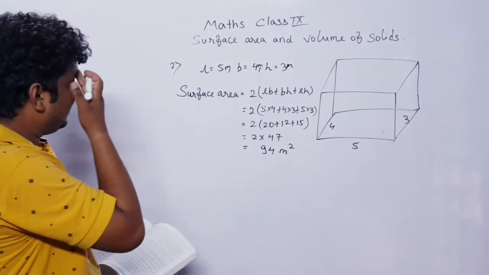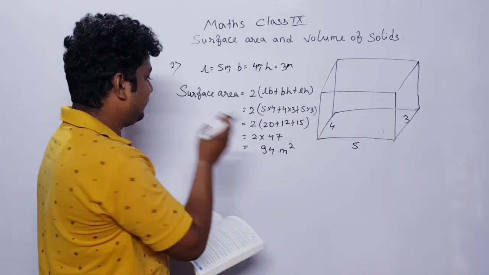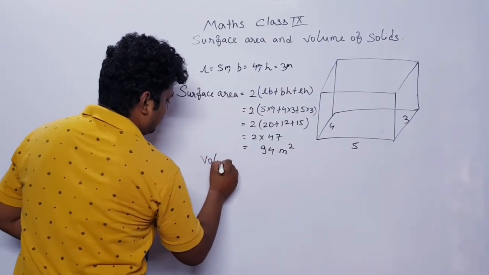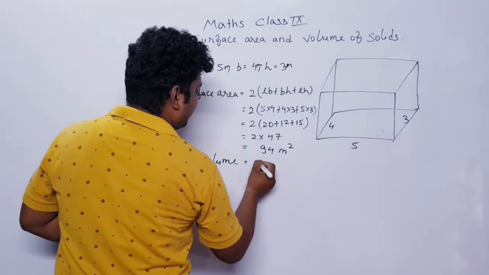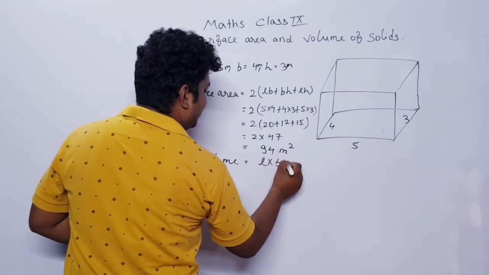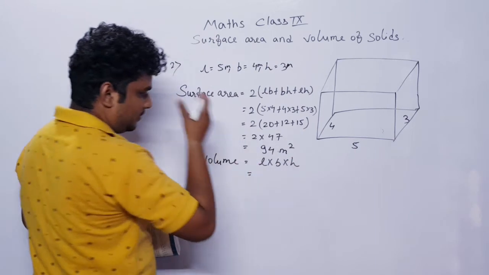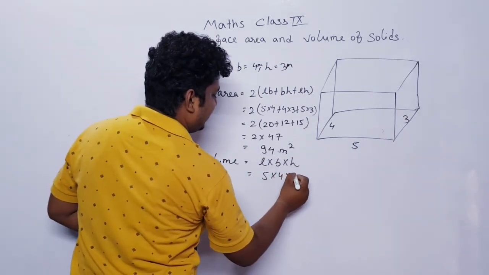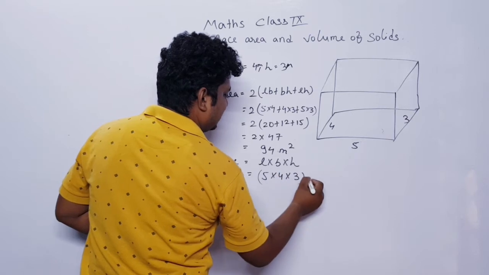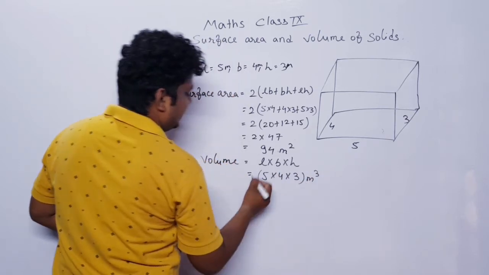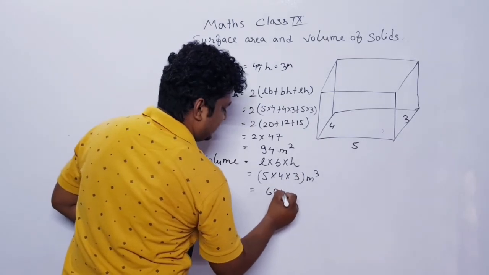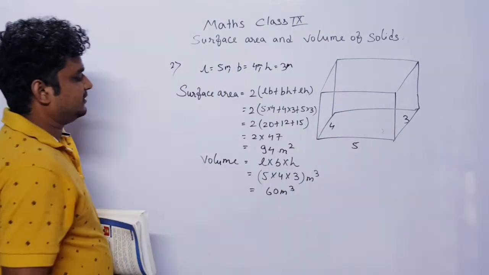Now we are finding the volume of this. Surface area we have got is 94 meter square. Volume of this figure equals length into breadth into height. No problem with this. 5 is multiplied with 4 is multiplied with 3. All in meter, so we write meter cube. Further, when we find the value, 20 into 3 is 60. 60 meter cube is the value.